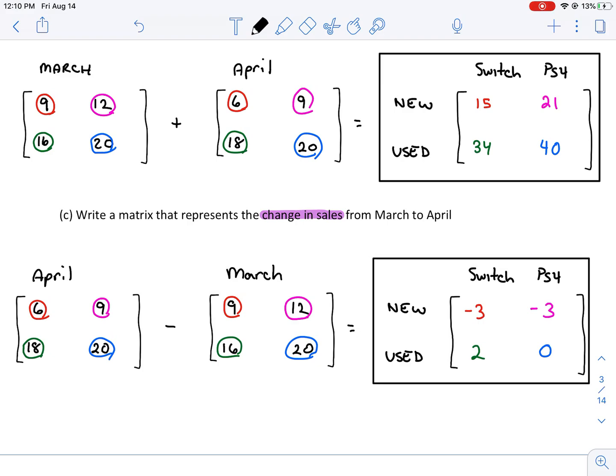And notice that the solution makes sense because from March to April, the new Switch sales and the new PS4 sales decreased by 3, and the used Switch sales did increase by 2, and the used PS4 sales didn't change at all. So this is the correct solution.